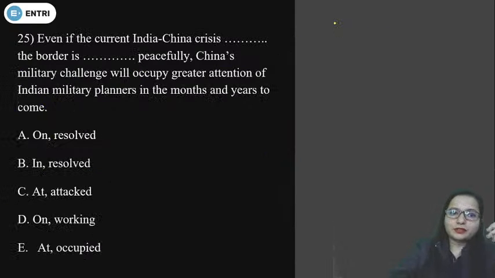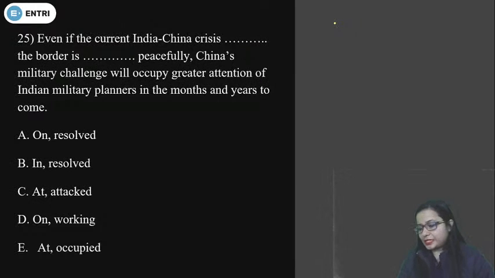Okay, now the next question we have: even if the current India China crisis dash the border dash peacefully, and we have these 5 options.